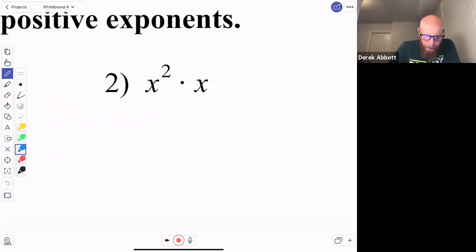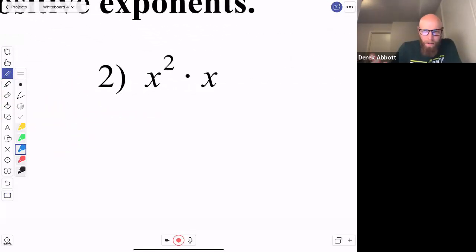Let's go to this one right here. It's on you. You can pause it, do it, and then come back and check if you need to. Let's do it. So I have a base x and a base x. Let me slow it down for you real quick, because what does x squared actually mean? It means x times x. That's what x squared means. And then if we bring over the other stuff, so then times x. Well, guess what?